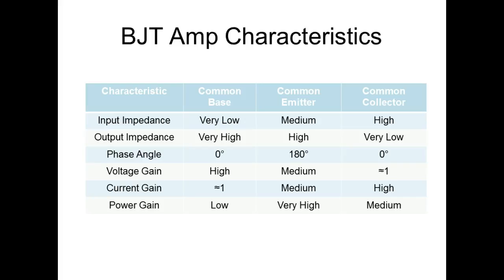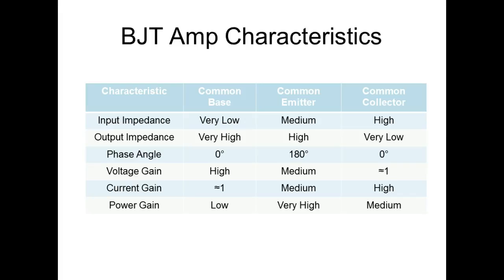0-degree phase shift, voltage gain of about what? 1. Current gain is high, power gain is medium. So these are the 2 guys that we're dealing with here. Common emitter, common collector. But you need to learn the characteristics of the common base also. Are we okay? Common bases, you calculate them the same too. It's just that input impedance.